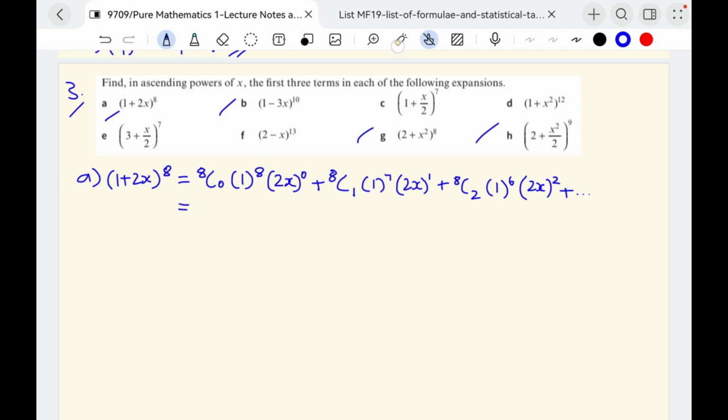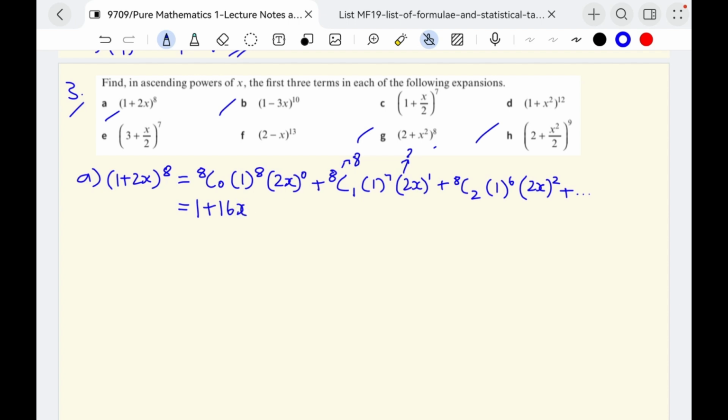8C0 and 8C1 are very easy to evaluate, because 8C0 is 1 and 8C1 is 8. So 8C0 is 1, 1 to the power of 8 is 1, 2x to the power of 0 is 1, so of course this is 1. Plus 8 times 1 times 2x, so this is 8 times 2, which is 16x.